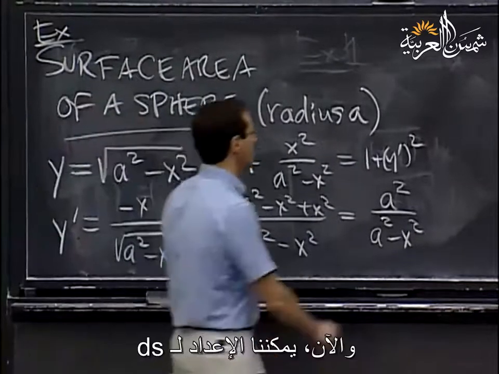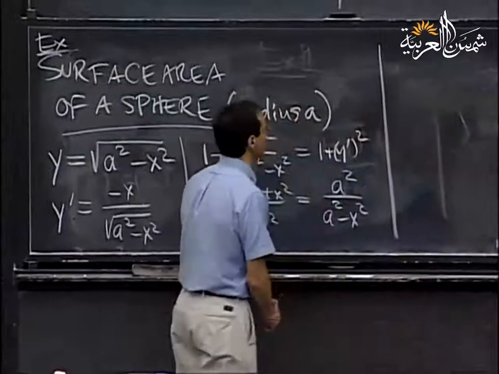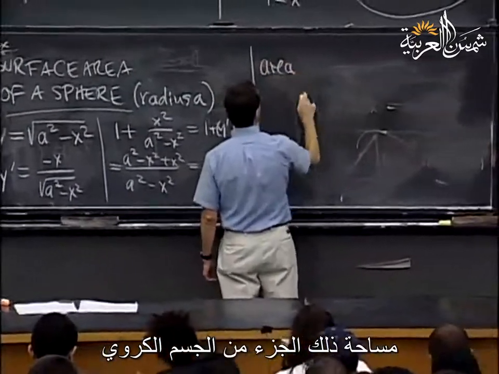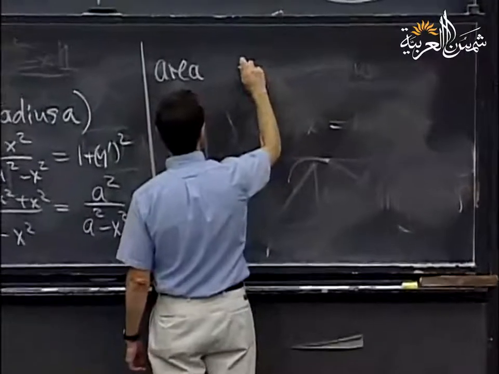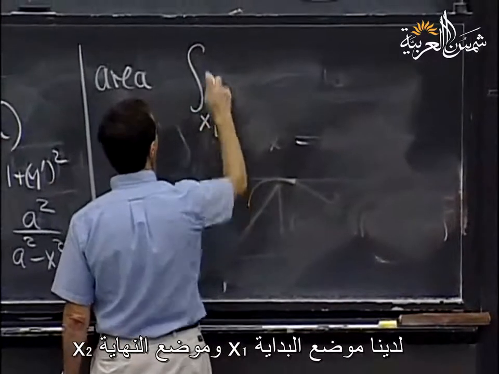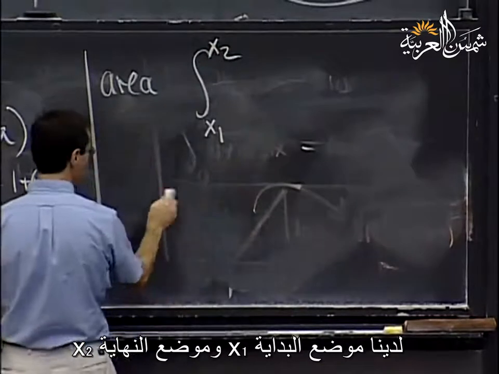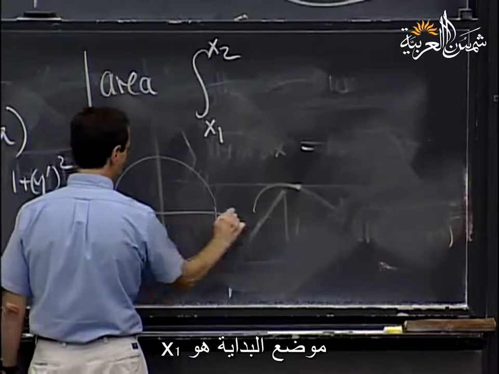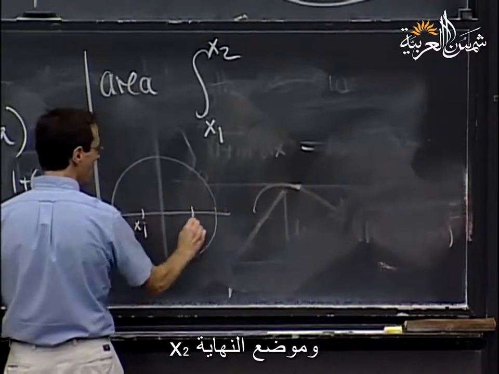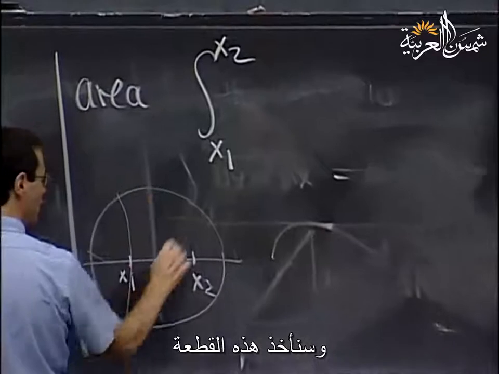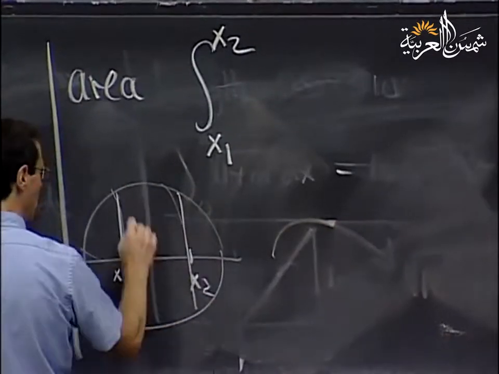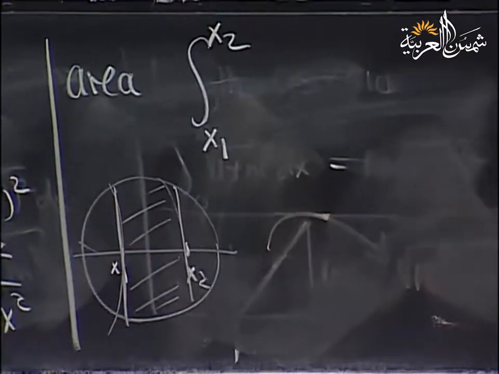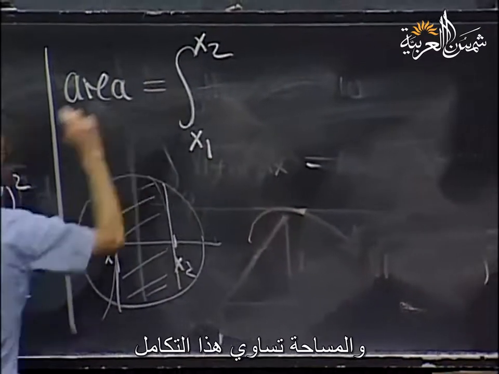All right? So now I can set up the ds, and so here's what happens. The area of a section of the sphere, so let's see, we're going to start at some starting place x1 and end at some place x2. So what does that look like? Here's the sphere, and we're starting at a place x1, and we're ending at a place x2, and we're taking more or less this slice here, if you like, this section of the sphere.